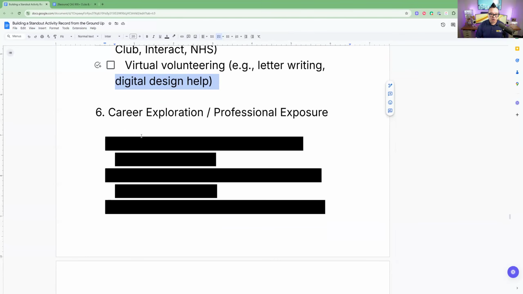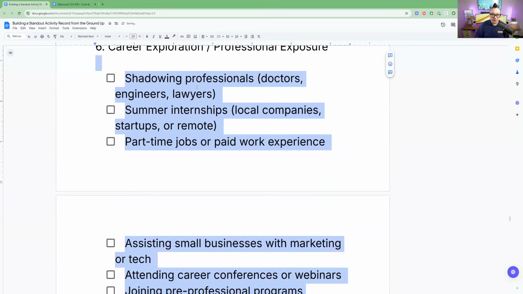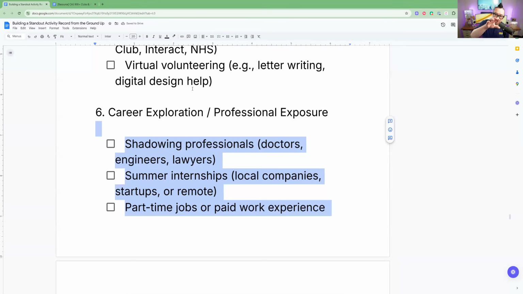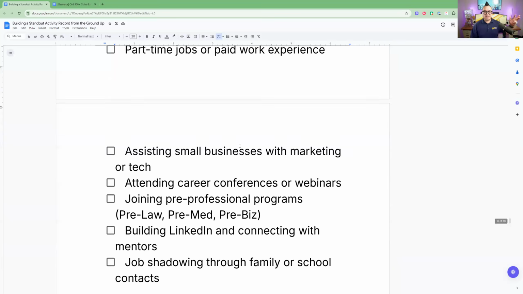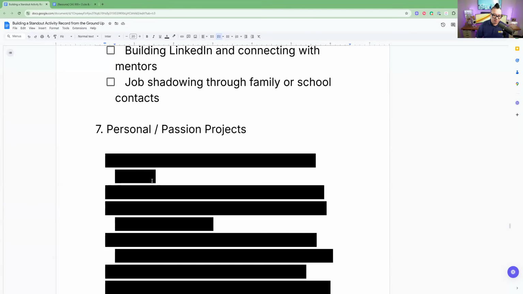Okay. Next one, career exploration. And this will fall under tasting your major, right? Shadowing people, summer internships, part-time jobs, work experience, assisting businesses, attending career conferences, joining professional groups, building your LinkedIn and connecting with folks, shadowing as well.